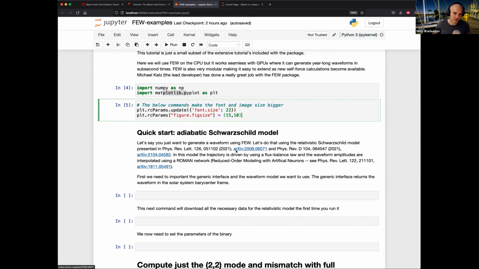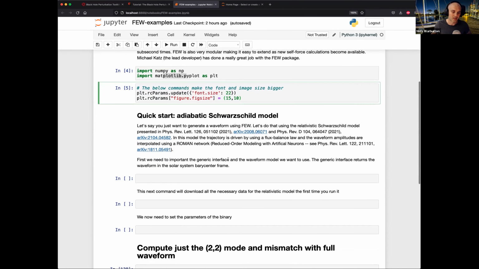The details are given in these references about how the waveform is actually computed. There's a letter and a follow-up paper giving lots of details about the model. We are computing fluxes. We're interpolating those across the space. The waveform amplitudes are then interpolated using a reduced order model, a neural network basically, using some clever interpolation across time to produce these very rapid waveforms.